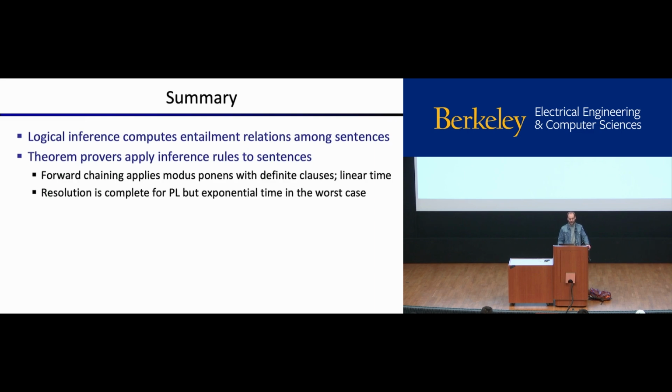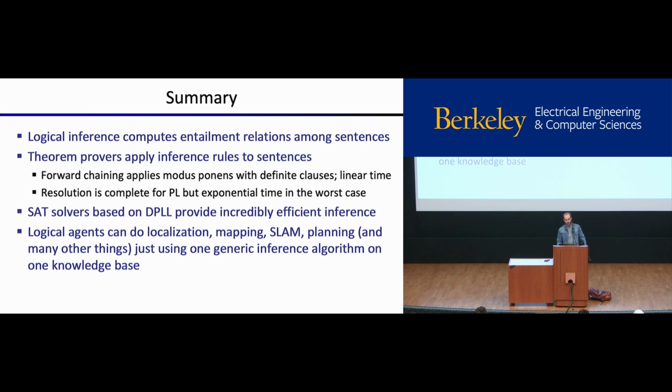So theorem provers apply inference rules to sentences. Forward chaining applies modus ponens to definite clauses. That goes in linear time. If we have A and A implies B, we can add B to our knowledge base. Resolution, what I just showed you, is complete for propositional logic. It works for any sentence, any knowledge base, but it's exponential time in the worst case. SAT solvers, based on DPLL, provide very efficient inference. They do it through model checking. And logical agents can do localization, mapping, simultaneous localization and mapping, or SLAM, planning, and many other things, and they all use one generic inference algorithm on one knowledge base. There you go.